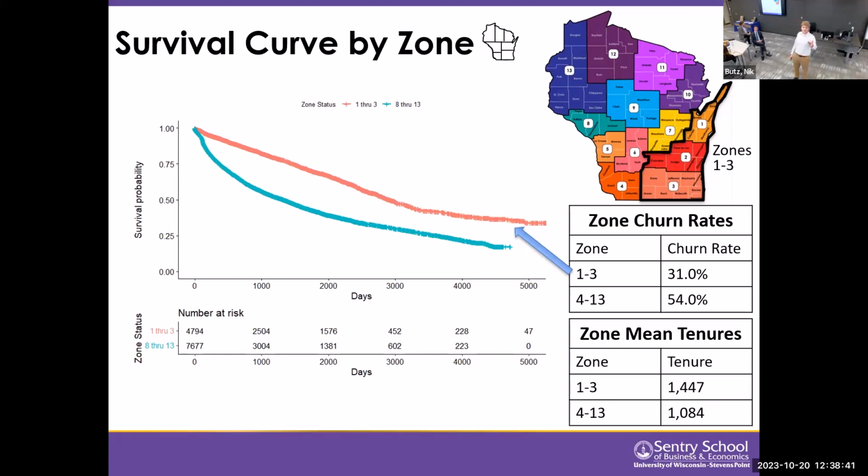But the ones highlighted in black are zones 1, 2, and 3, which are some of our more loyal zones. And I knew there was a little more loyalty in it, but I have to say this kind of shocked me a little bit how much more loyal it was. So zones 1 through 3 have a churn rate of about 31%, whereas the other ones have about 54%. So that's a pretty vast difference. And then the mean tenure for zones 1 through 3 is about 1,450 days. And for zones 4 through 13, it is about 1,080 days.